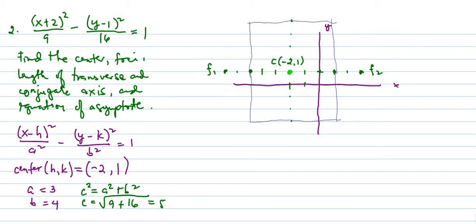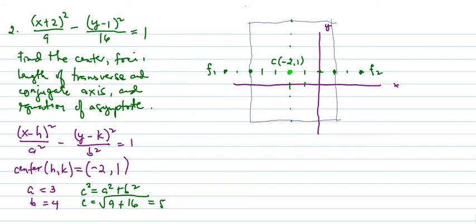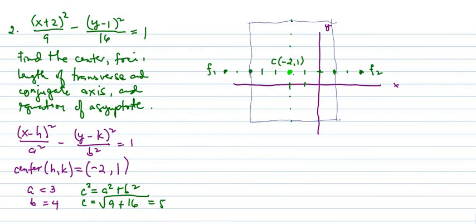That's it. And then we will draw our asymptote. So let me change my color. Connecting the center, we have here our asymptote. Sorry for that one.